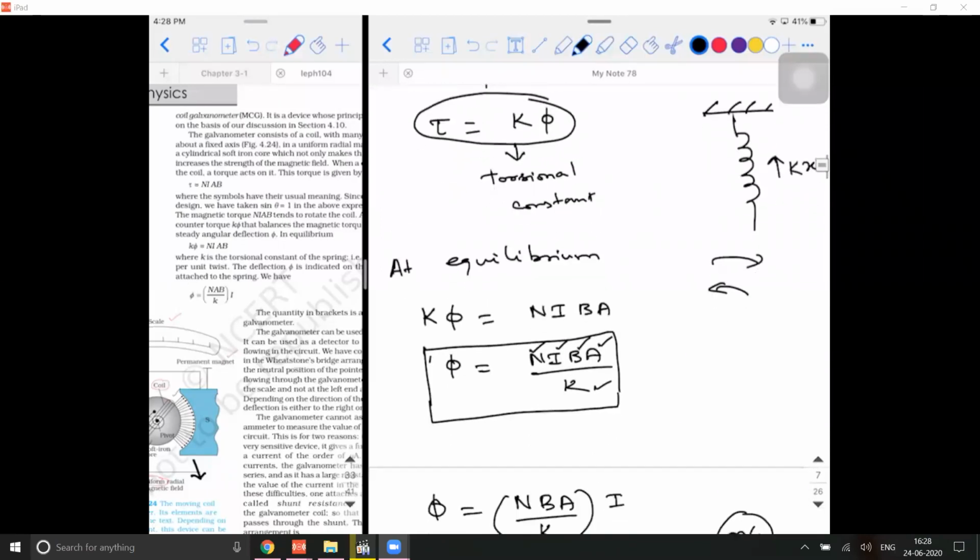Kritika, where should I stop? One minute. Where should I stop? Voltage sensitivity. Okay.